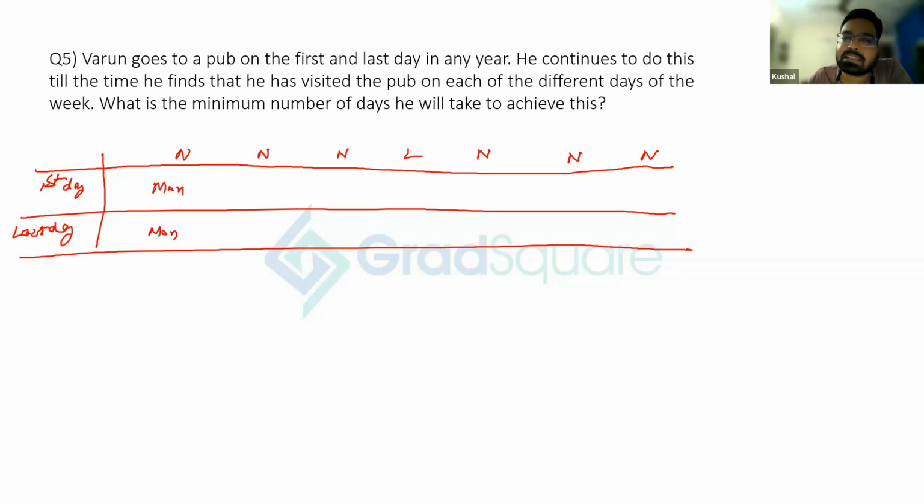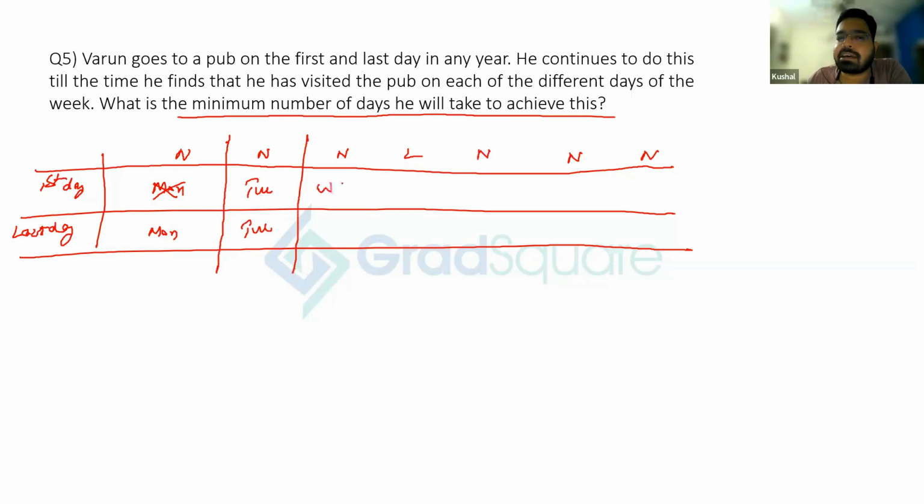And it does not make sense to go on this Monday because I want to minimize the number of days he has taken to achieve this. Correct? So he will not go on the first day, but he will go on the last day, which is Monday. So the next year will be a Tuesday to start with, Tuesday to end with. He'll go on both the days. Then the next normal year will be a Wednesday, will end with a Wednesday. Next is a leap year, which will start on a Thursday but will end on a Friday.